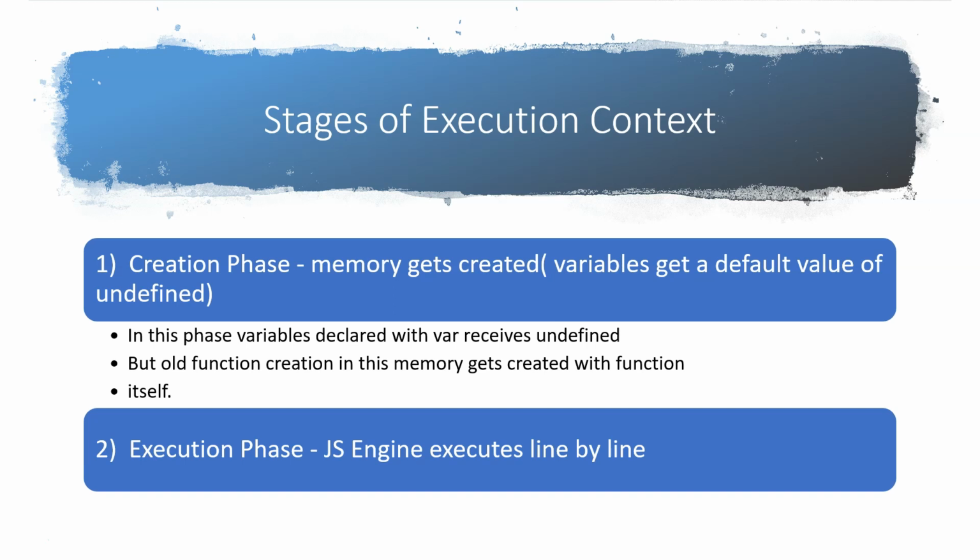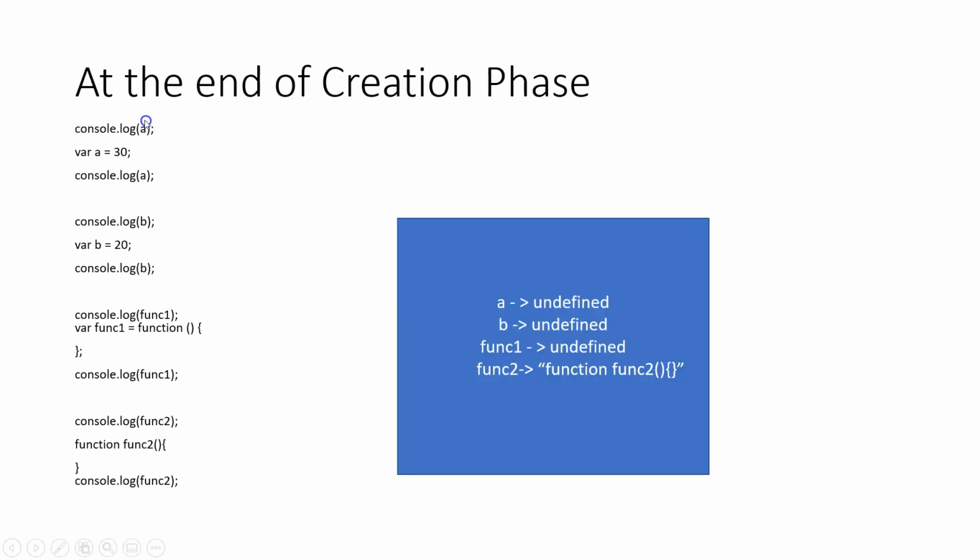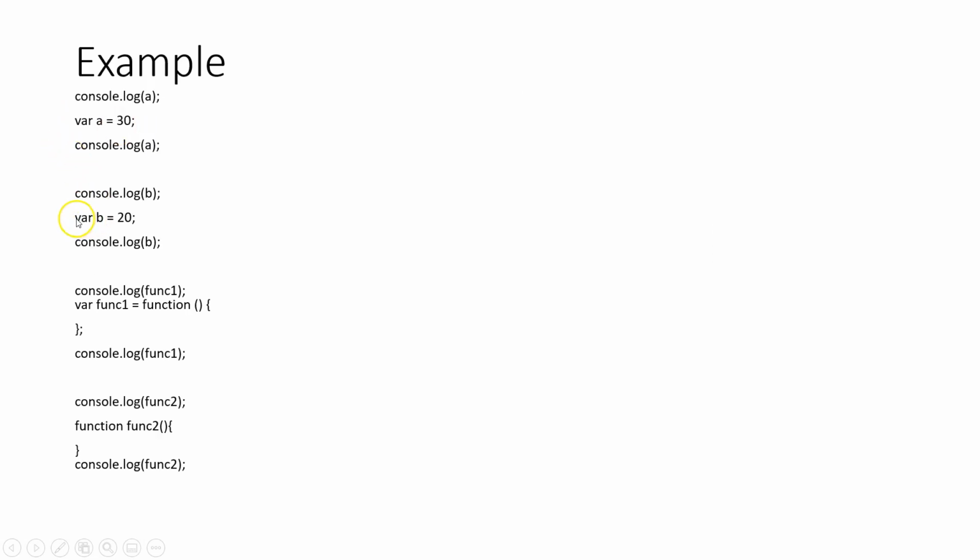Once the creation phase is completed, in the execution phase, line by line execution will happen. Let us see this with an example. In this example, I have var a, and I have a variable b, and I have a variable func1 to which I have assigned a function. And I have declared func2 in the old function style, like this, not like this. This is the more recommended style, that is putting the function as a first value object.